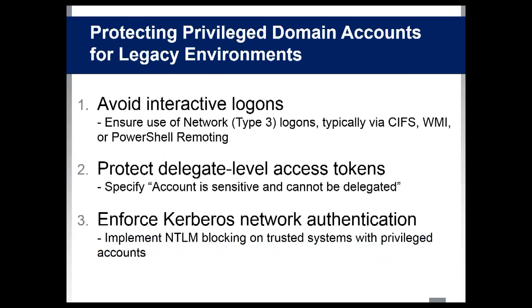All right, so just a couple slides left. Basically, what I want to say is, regardless of your environment, legacy or brand new, it really boils down to three things that you need to do when you're connecting out to untrusted hosts. You have to avoid the interactive logon, so use just network logon type 3. Protect that delegate level access token by setting the account as sensitive and cannot be delegated on your privileged accounts, and enforce Kerberos network authentication. You can do all of these things on any system, Windows 7 or higher. In fact, you can do all of this except enforcing Kerberos network authentication even back on XP and 2003.